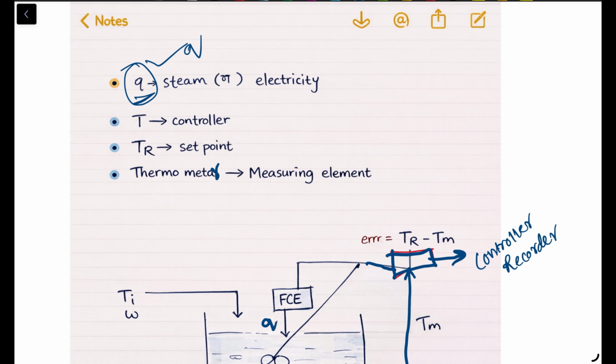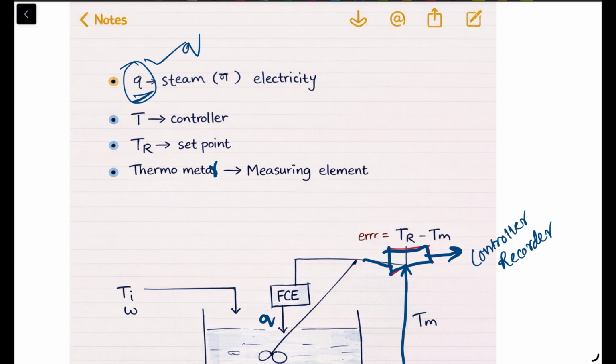One possibility is steam heating, where steam is passed through the heating coil or jacket to increase the reactor temperature. Another possibility is electrical heating, where electric heat supplies the required heat. So here Q will be the steam or electricity. This heat input becomes the manipulated variable used to control the reactor temperature.